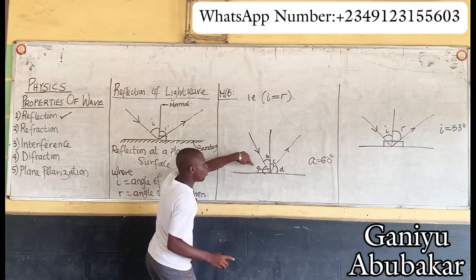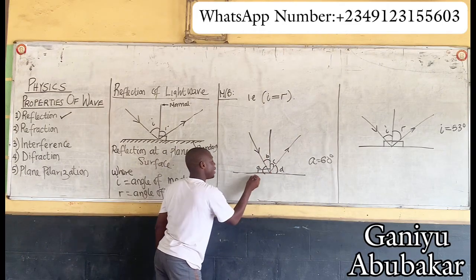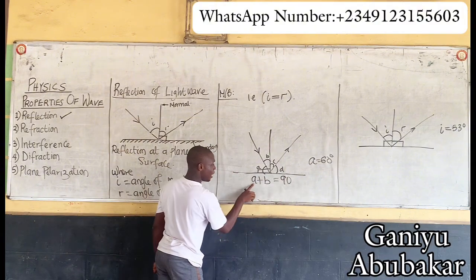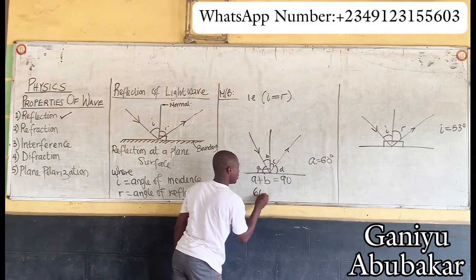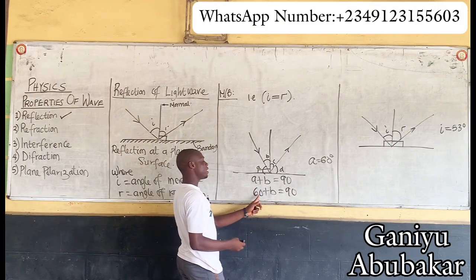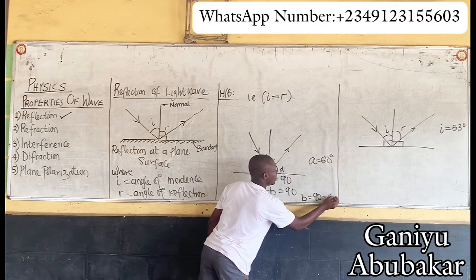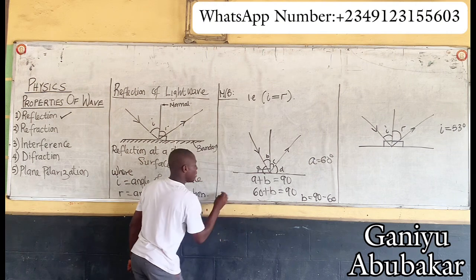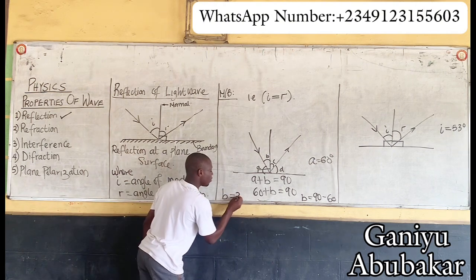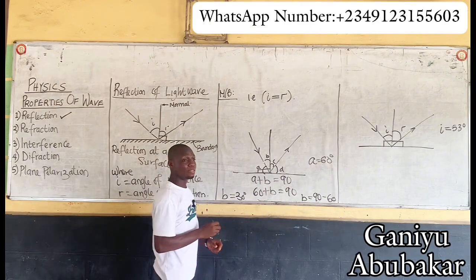How? Here's the concept. This one here is 90 degrees. It means that A plus B together should be 90 degrees. If A is 60 degrees, plus B equals 90, to get B I subtract 60 from 90. So B is 90 minus 60, which gives 30 degrees. So my angle of incidence now is 30 degrees.